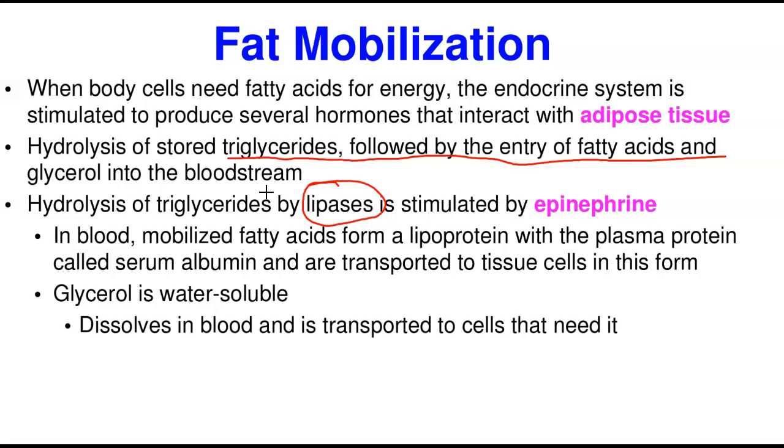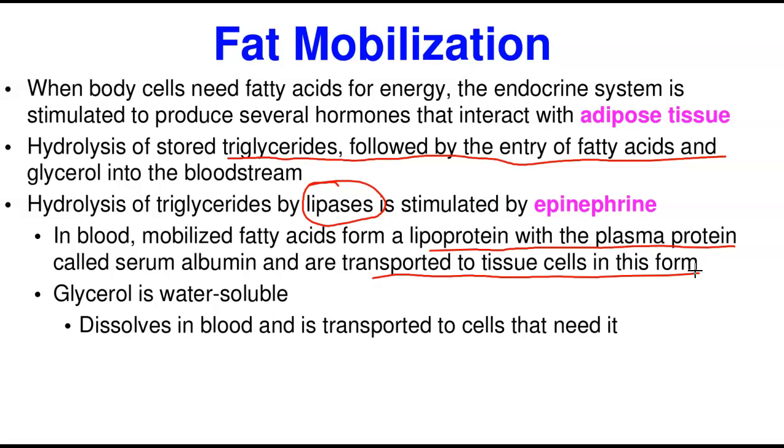So in the blood, the mobilized fatty acids form a complex with the plasma protein called serum albumin. Like I said again, in the blood plasma, lipids cannot be transported freely because they are very hydrophobic. So they have to be complexed with either lipoproteins or other protein molecules. In this case, in the blood plasma, they are complexed with serum albumin, which is a typical transporter for insoluble material in the blood. The serum albumin then transports them to tissues that need them for energy.